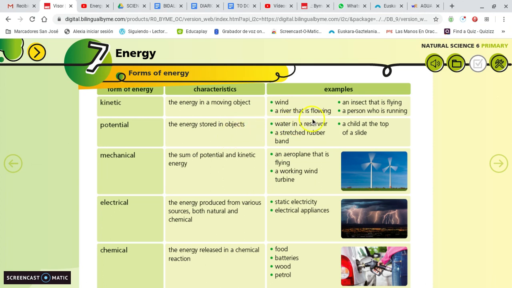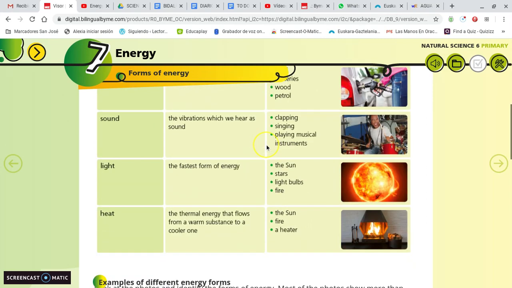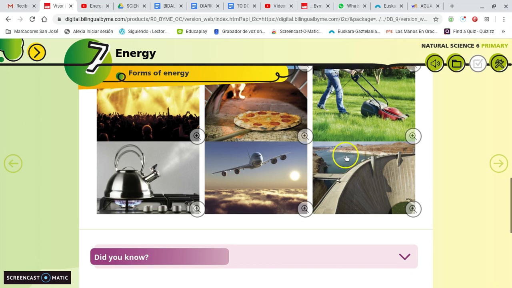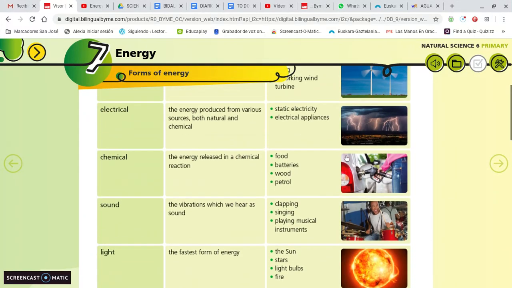For example, when we have water in a dam, here is one photograph, this is a dam, and this is water. This water is stopped, right? But this water has potential energy inside. If you open the dam, what happens with the water? The water starts moving, because it has potential energy in it, but now it is stopped. That is potential energy, right?